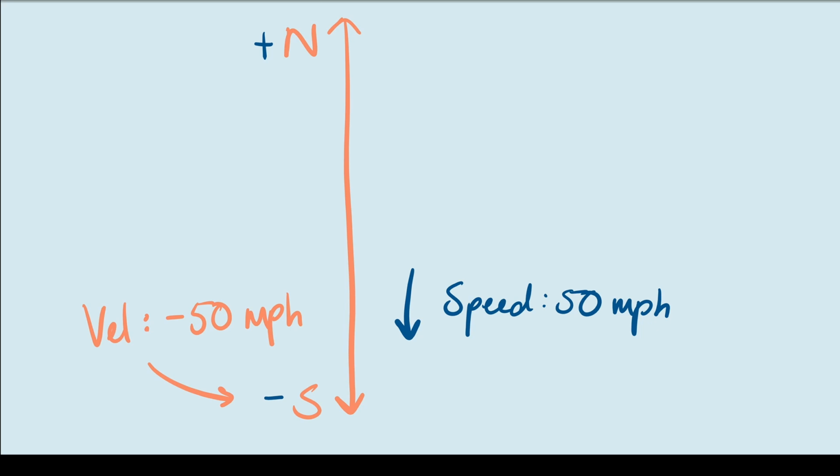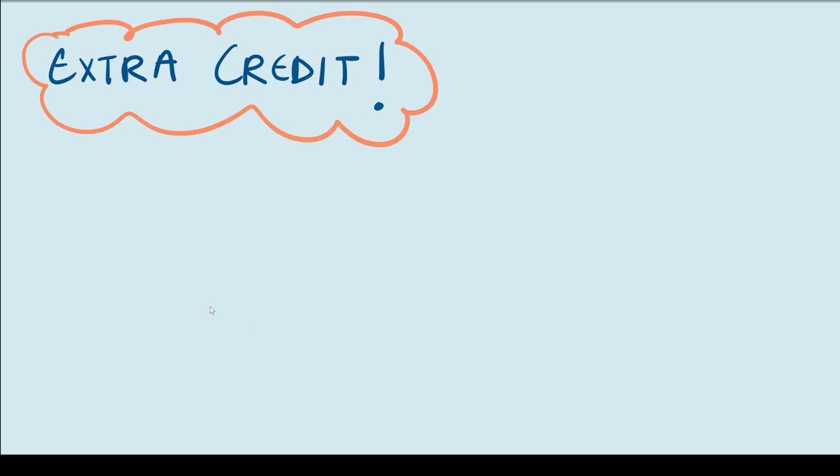You could be traveling 50 miles per hour in the positive north direction or the negative south direction, and your speed would say the same thing. Only the velocity would tell you that you're going in the opposite direction, and in physics, that's a very important thing to know. Now for the extra credit session.